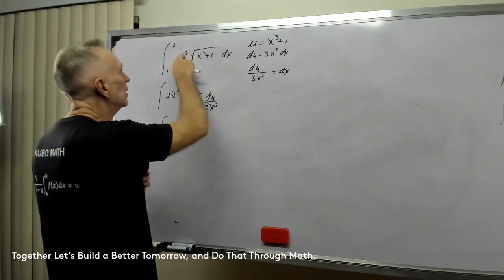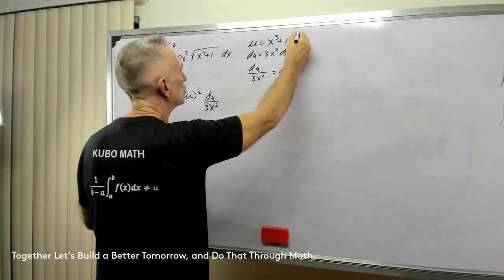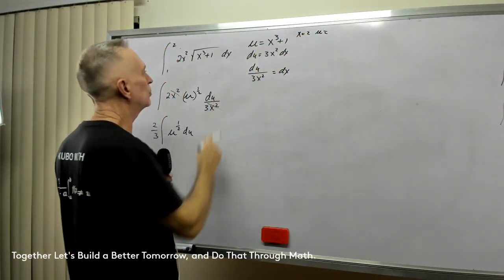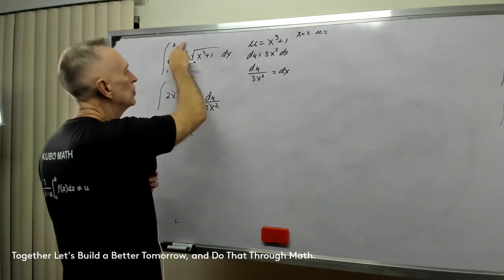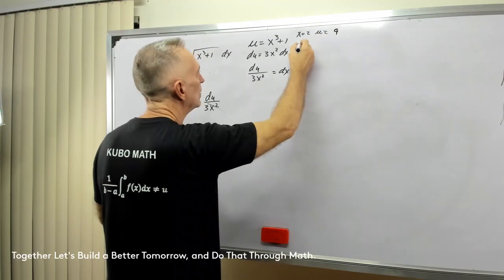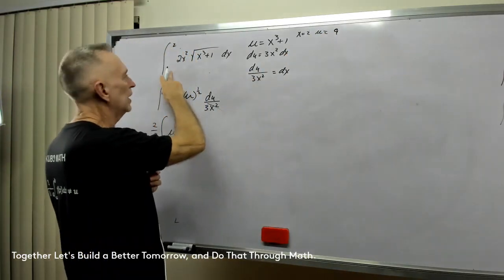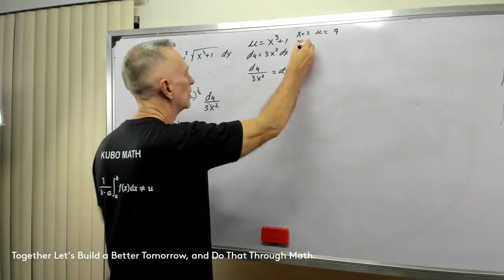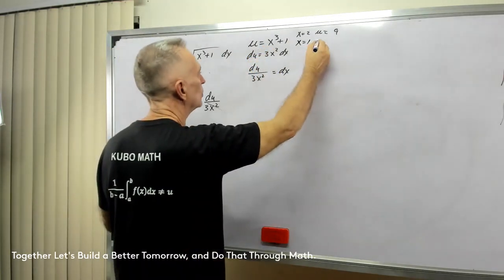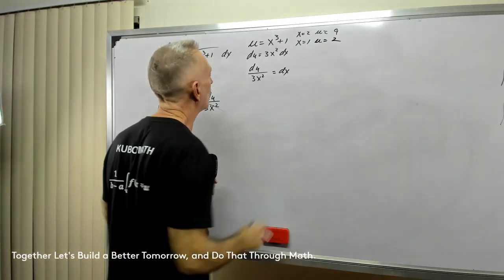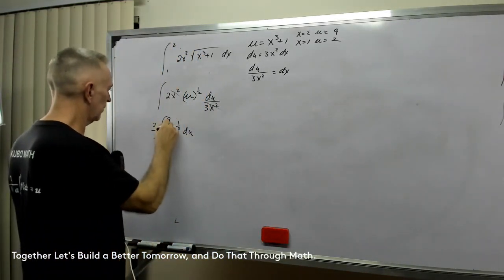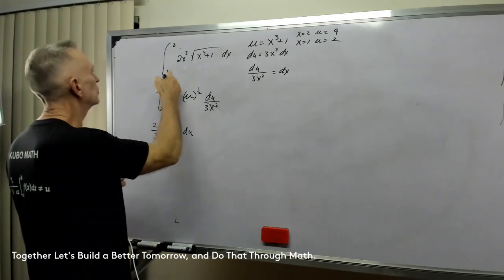When x equals 2, u equals, so 2 cubed, 2 times 2 is 4, times 2 is 8, 8 plus 1 is 9. Oh, that's kind of getting big, isn't it? So when x equals 1, 1 cubed is 1, 1 plus 1 is 2, so u equals 2. Well, that's what we have. Let's see what that looks like. 2 to 9 versus 1 to 2.